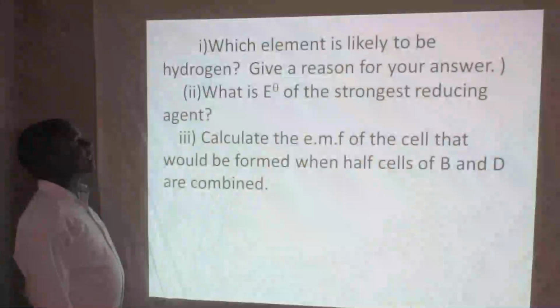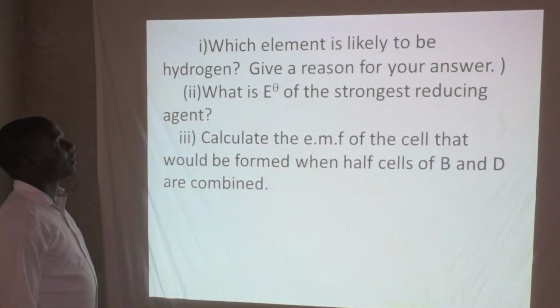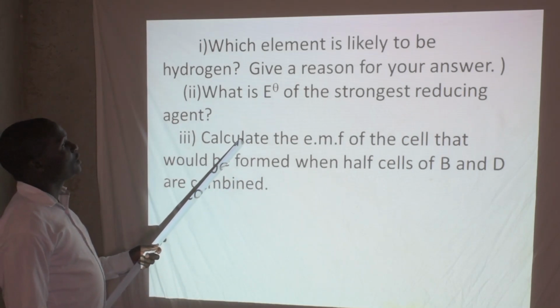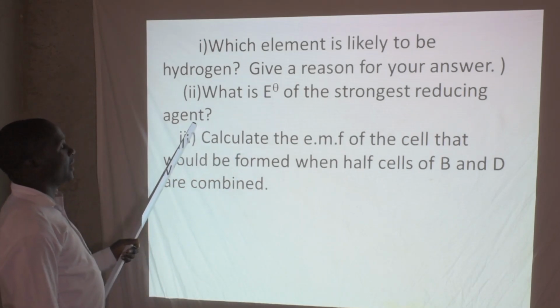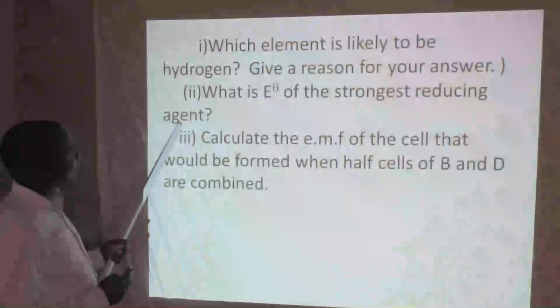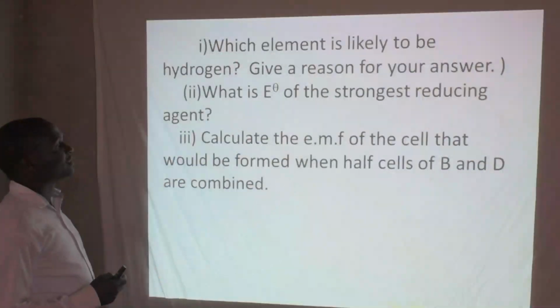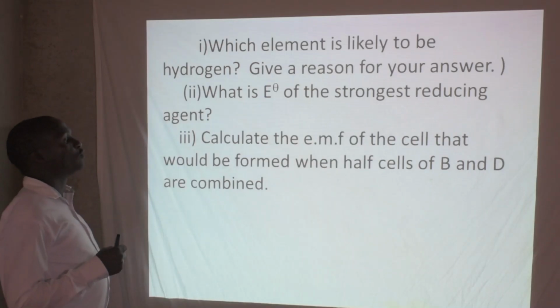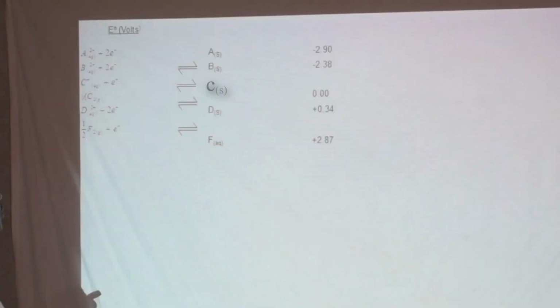Now, which element is likely to be hydrogen? I think you can answer that. What is the E naught value of the strongest reducing agent? Hope you still know the reducing agent. Now, number 3, calculate the EMF of the cell that will be formed when half cells of B and D are combined.